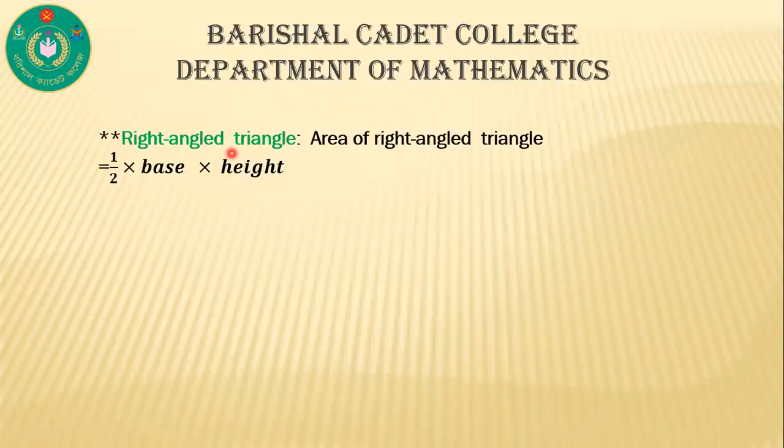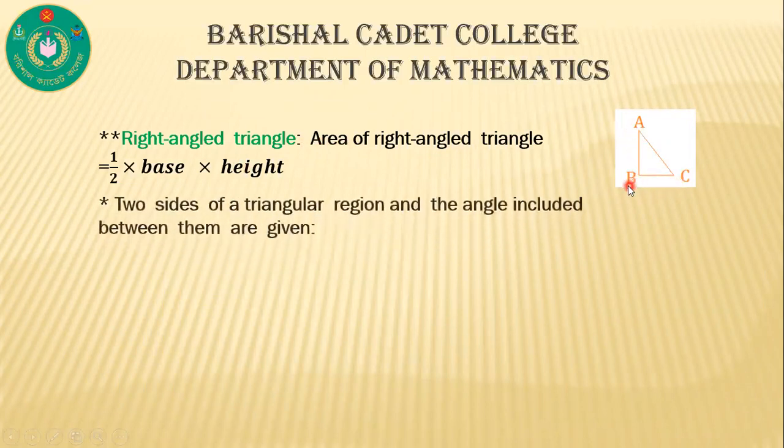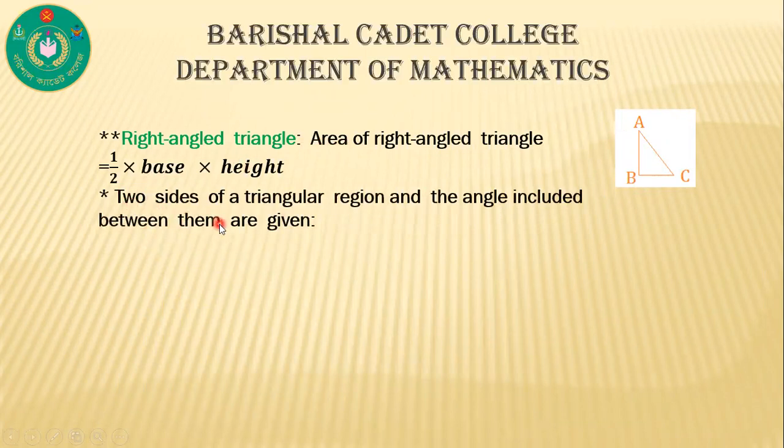Right angle triangle. You know, the area of a right angle triangle is equal to half into base into height. If two sides of a triangular region and the angle included between them are given, then area is equal to half AB sin C. Here A and B are two sides and C means the included angle.